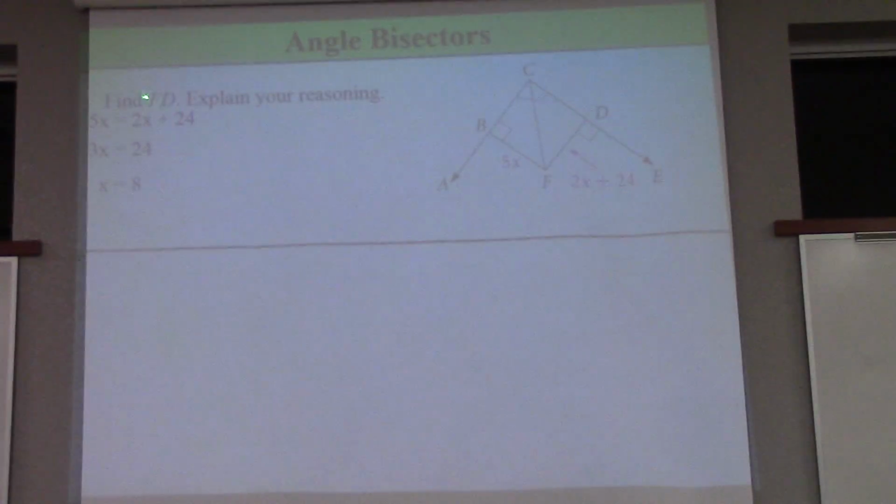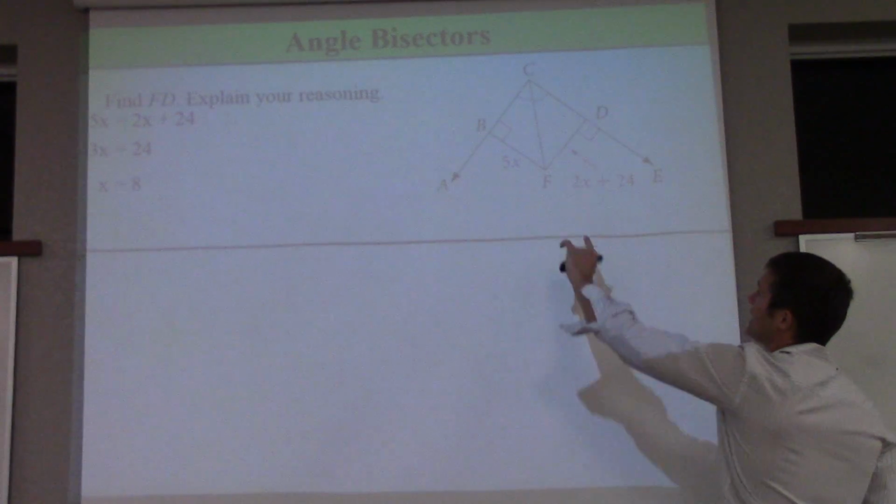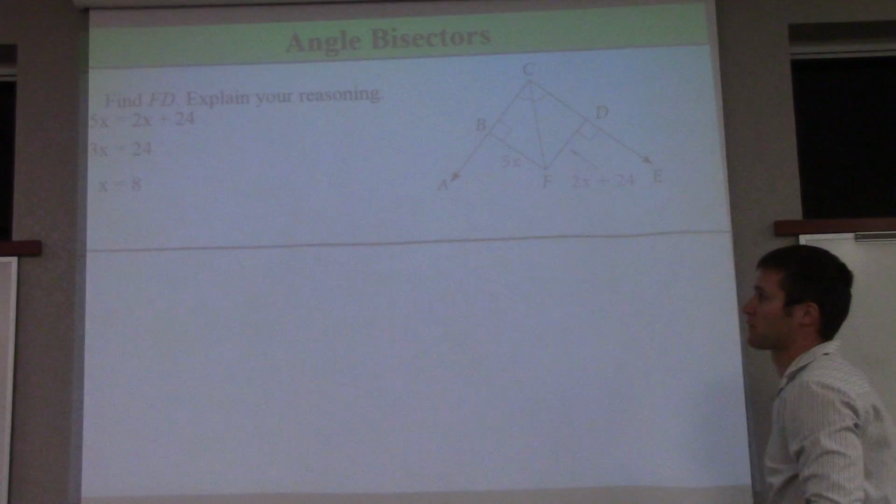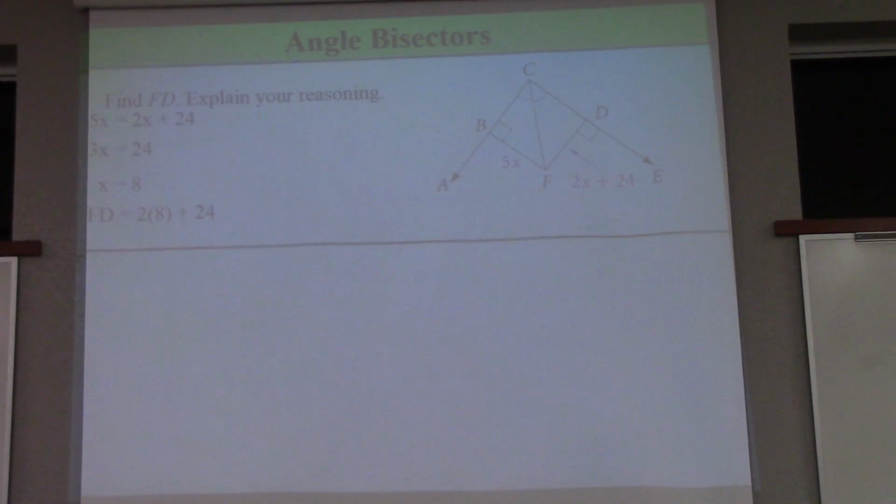Now, we want to find what FD is, not solve for x. F to D is from here over. So we take 8 and plug it in for x. 2 times 8 is 16. 16 plus 24 is 40.